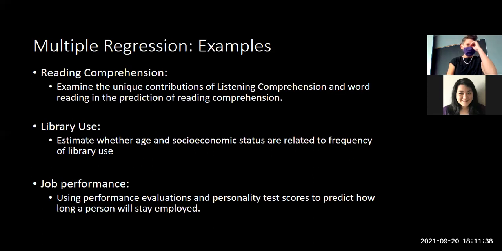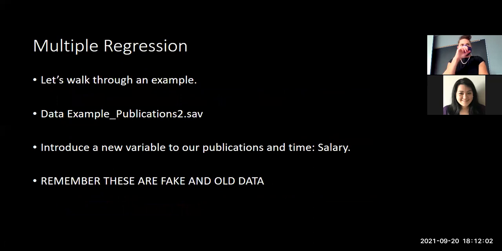So, I have some example research questions for any sort of multiple linear prediction. So you might examine whether age and socioeconomic status are related to frequency of library use. It's just multiple predictors and one outcome. So I'm going to walk through an example with you.